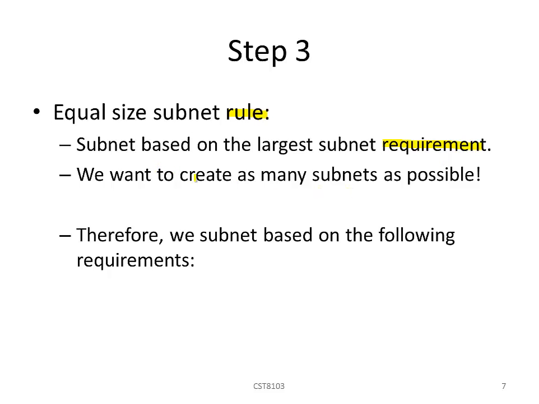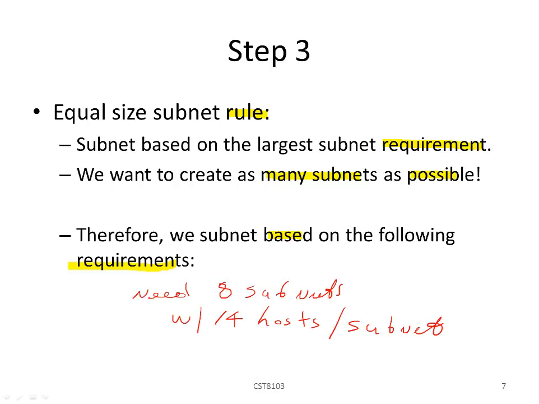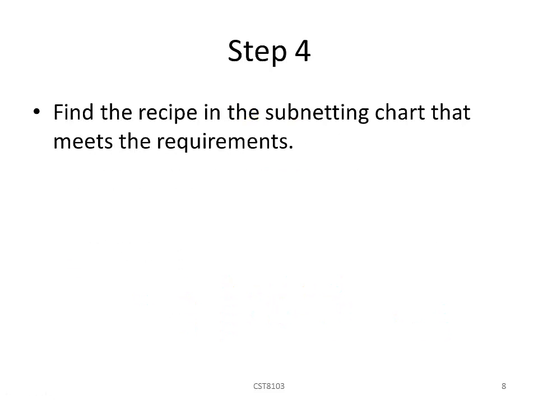And in this particular case, we want to create as many subnets as possible. Therefore, given these 2 assumptions, we subnet based on the following requirements: we need 8 subnets, where each subnet must accommodate 14 usable host addresses per subnet. Let's proceed to subnetting our address.